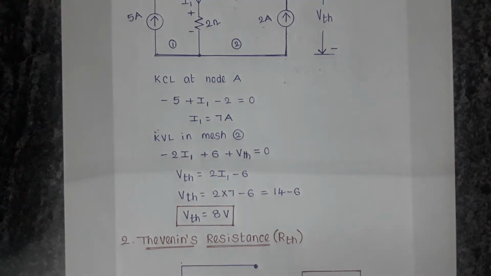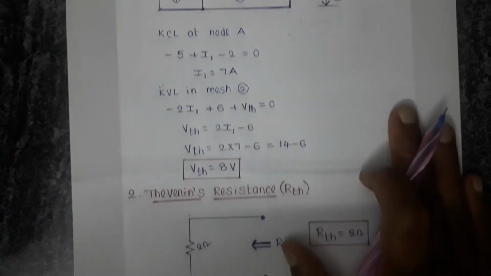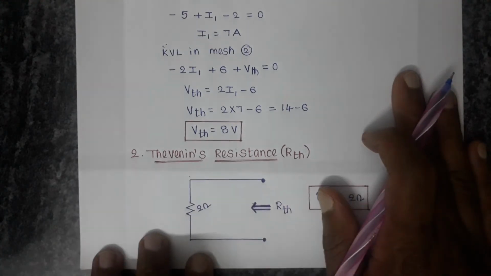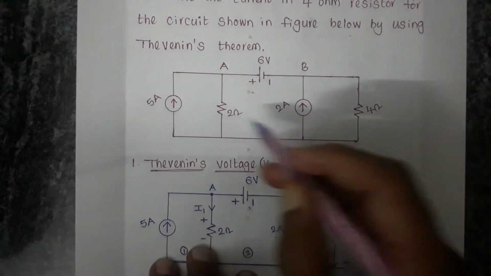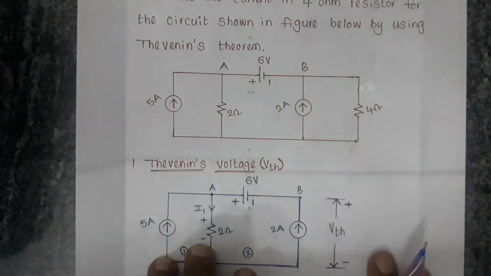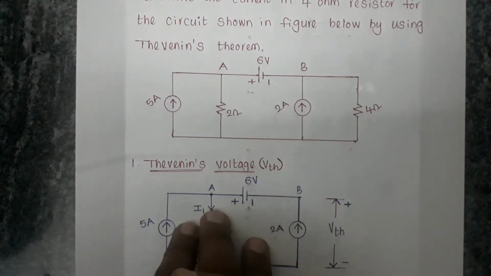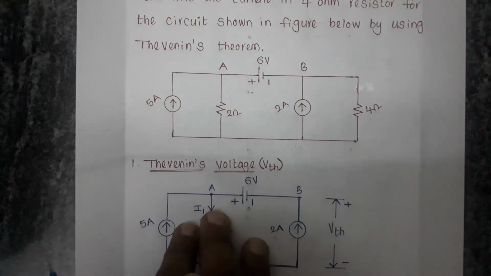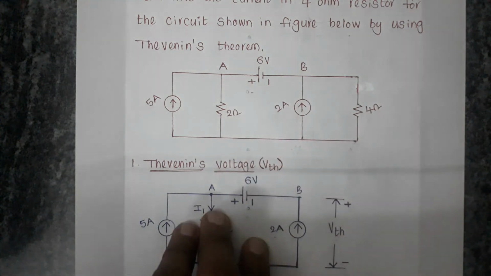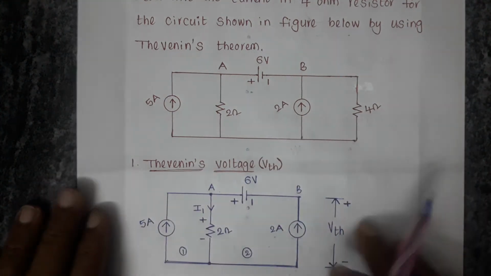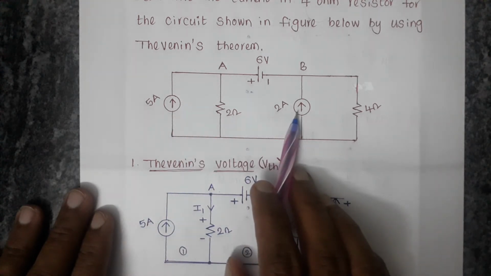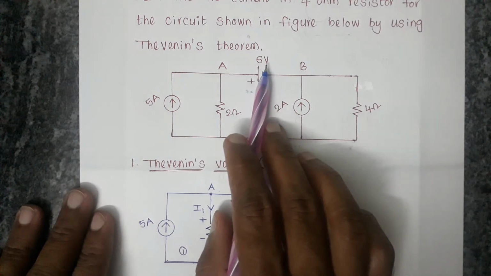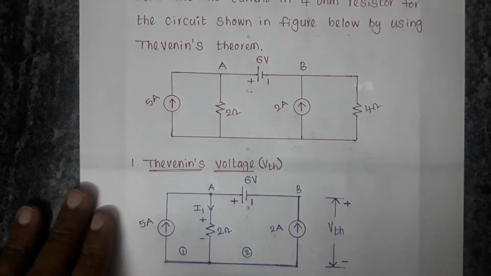Now the second step is we have to find Thevenin's resistance. How do we find this Thevenin's resistance? If the circuit has all independent sources, it is treated as a case 1 problem. If there is at least one dependent source and at least one independent source, that circuit is treated as a case 2 circuit. Here all are independent sources: the 5 ampere current source, this current source, and this voltage source are all independent. So it comes under case 1.